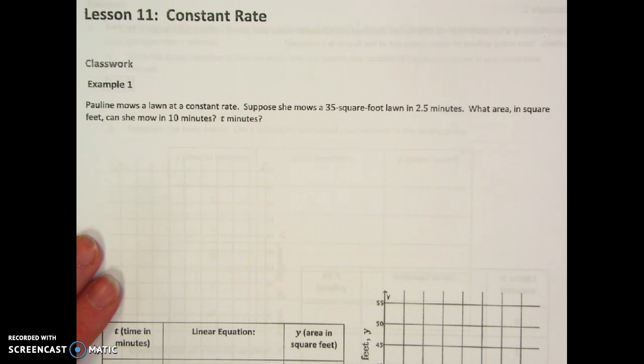First one, Pauline mows a lawn at a constant rate. Suppose she mows a 35 square foot lawn in 2.5 minutes. What area in square feet can she mow in 10 minutes and in t minutes?